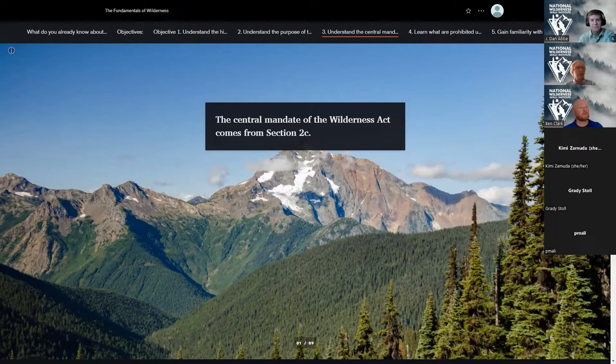And you will probably gather from this section, this objective, and then we do another one here in objective five, talking about wilderness character. You can really see how that concept of wilderness character is really at the heart of the Wilderness Act and how we think about stewardship of wilderness from all different perspectives, the public and agencies and partners and everyone and people visiting wilderness. We hope to share these ideas as well. So that central mandate comes from Section 2C, and these qualities and their preservation are at the heart of the act.